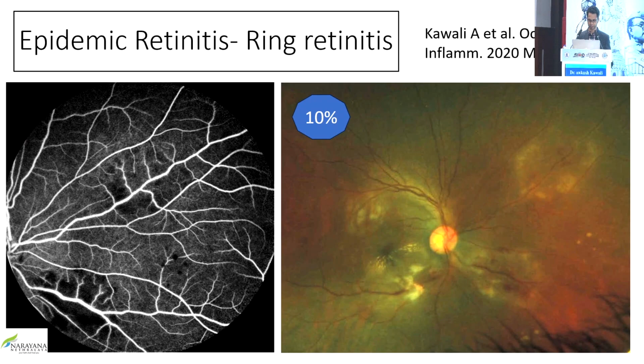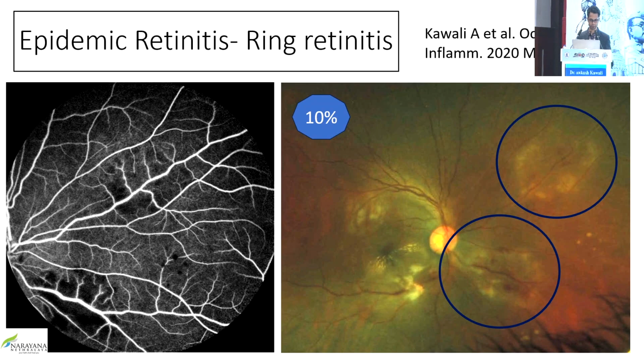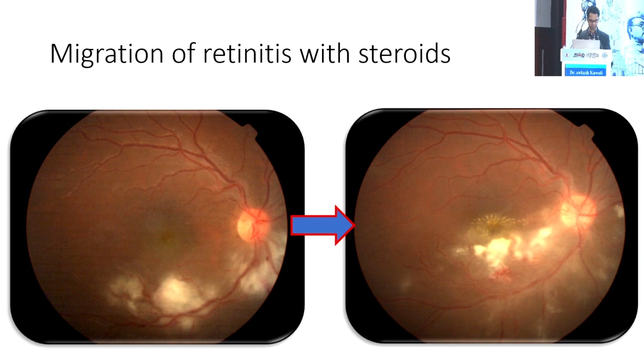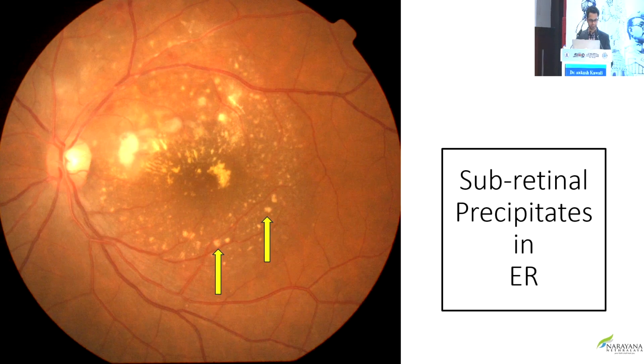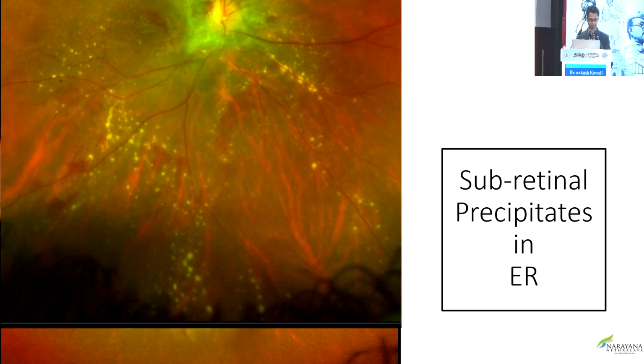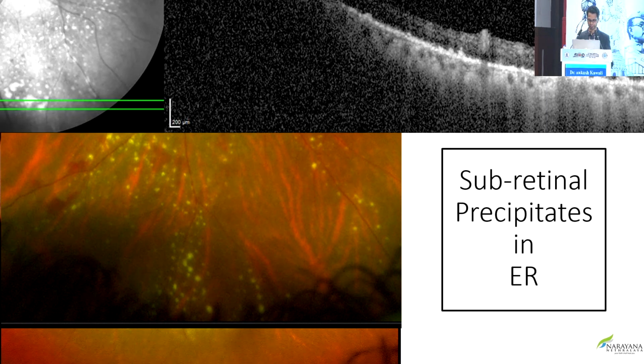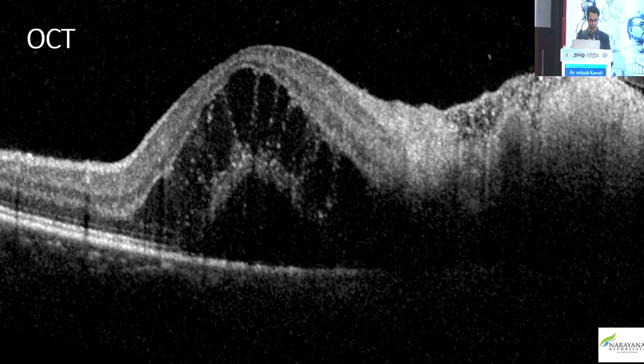We have recently described this ring retinitis, which can occur in the mid-periphery in almost 10% of patients in this particular study. This is a case which was treated only with steroid without any antibiotics, and we noted the migration of this retinitis lesion towards the macula. When the retinitis starts resolving, this kind of subretinal yellow dots can be seen, subretinal precipitates. They can be numerous and can be confusing with syphilis as described by Dr. Mudit, or a lymphoma as well. And this is an OCT scan which shows the exact location. OCT is more important.